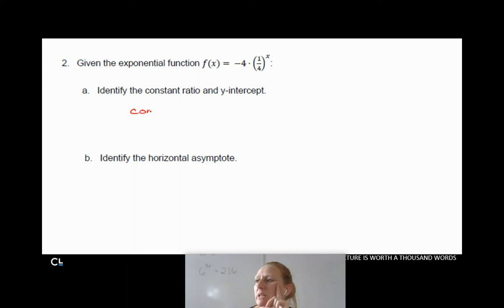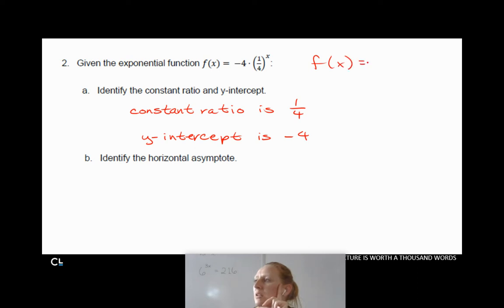Well, the constant ratio, that's pretty easy. I'm going to say it is 1/4, right? That's the base of our power. Awesome. And the y-intercept, well, that's just the guy in front, right? It's -4. It's this guy up here, right? Because remember the deal. It's our y-intercept times our constant ratio raised to the x power every time.